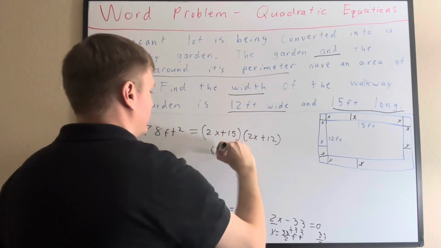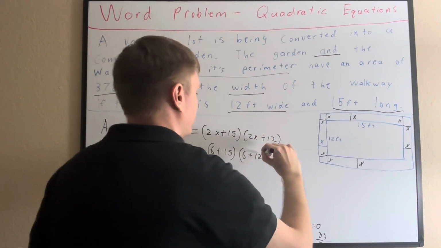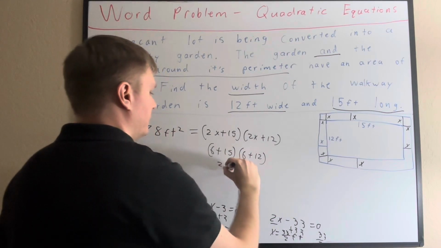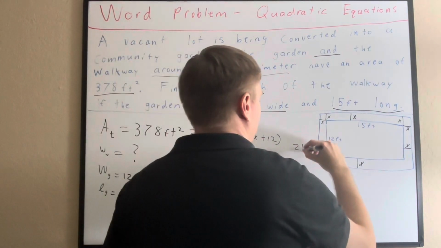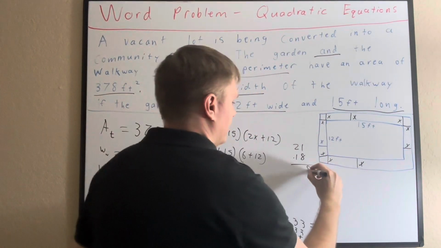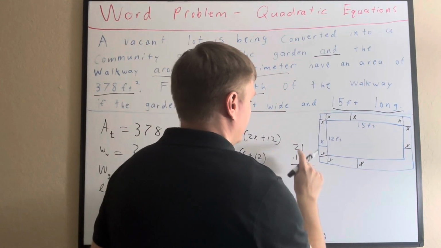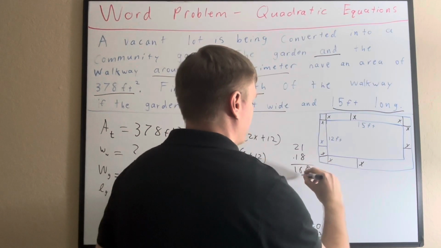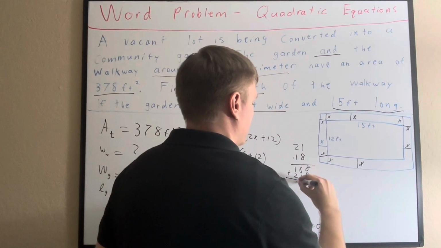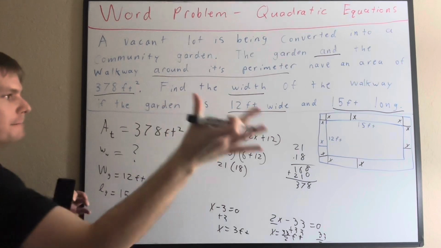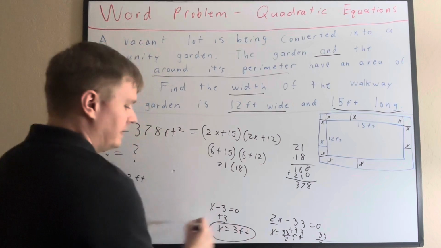2 times 3 is 6, plus 15. 2 times 3 is 6, plus 12. 6 plus 15 is 21. 6 plus 12 is 18. 21 times 18. Ugh, a lot of math here. I'm just checking my answers. That gives 378. Boom! So the answer is definitely 3 feet.